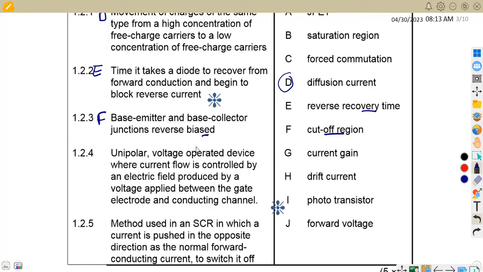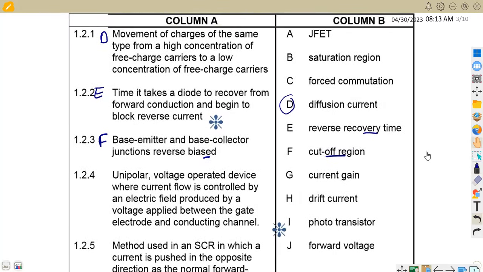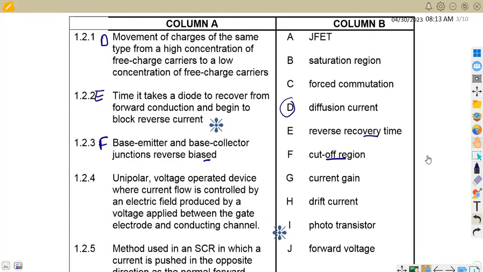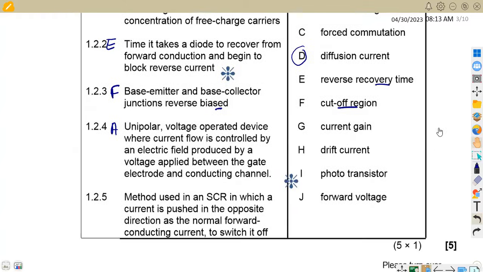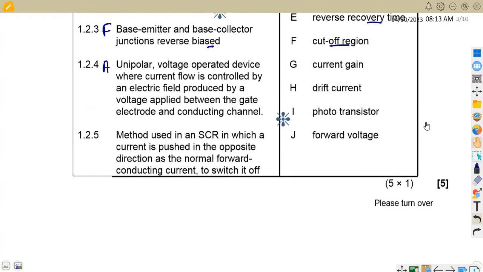You are given a unipolar voltage operated device where current flow is controlled by an electric field produced by a voltage between the gate and the conducting channel. This is a JFET, which is A. So actually, for this part you need to work with more of your theory. The theory part can actually help a lot.